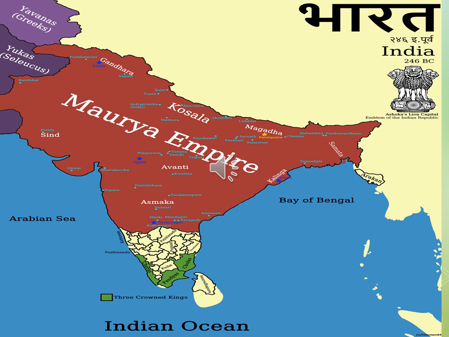So each committee consists of 5 members. So totally 30 members are there in the committees. Okay, so they worked under the Nagaraka. So what was the duty?